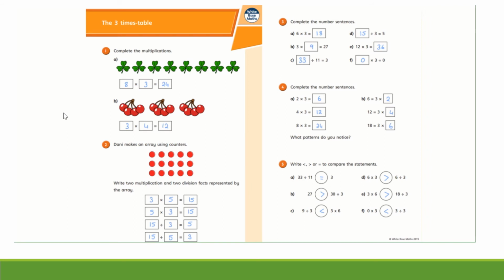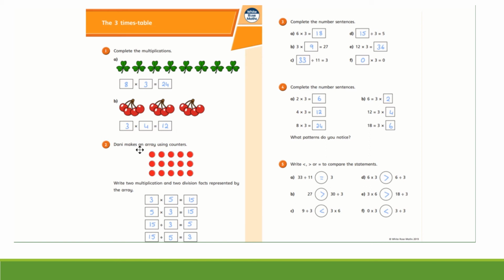Let's check your answers to the first sheet. Number 1, complete the multiplications. And the first one was 8 lots of 3s. Don't forget, we've got 1, 2, 3, 4, 5, 6, 7, 8 with 3 leaves on each. So 8 times 3 equals 24. B, we've got some cherries. We have 3 groups, 4 on each. 3 times 4 equals 12.